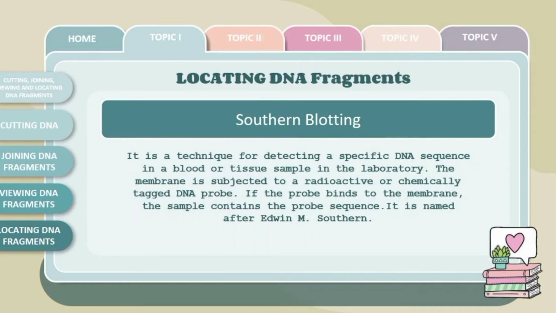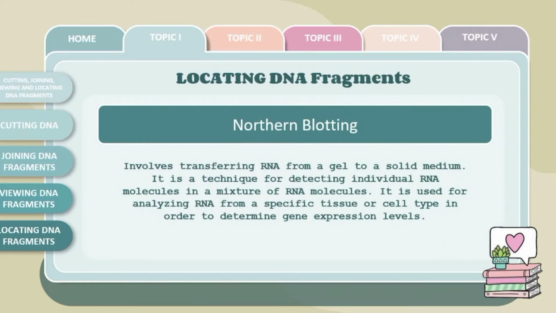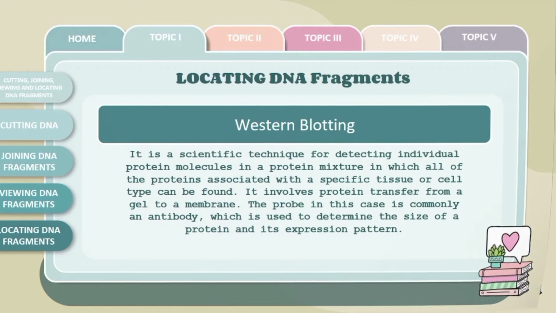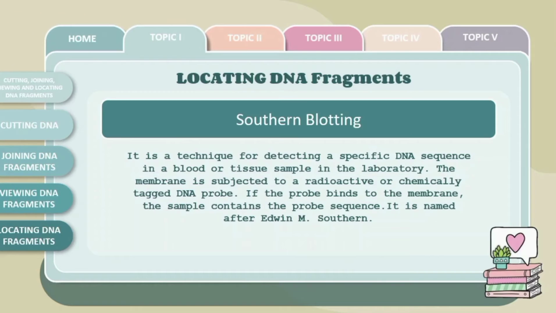locating DNA fragments. Southern, northern, and western blotting are the techniques used in locating DNA fragments. Southern blotting is a technique for detecting a specific DNA sequence in a blood or tissue sample in the laboratory. The sample will be determined to contain the probe sequence if the probe binds to the membrane. Southern blotting is named after Edwin M.